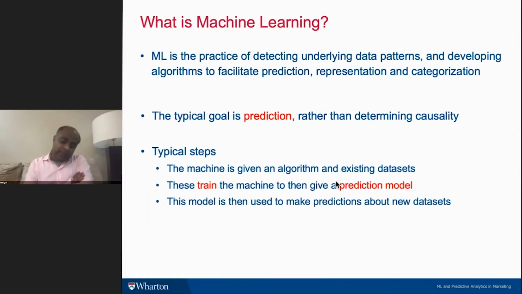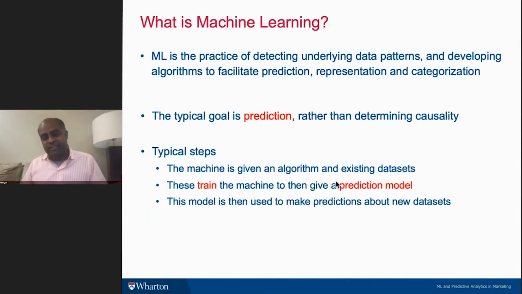So what are the typical steps? Typical steps are quite similar in spirit to any statistical model per se. The machine is given an algorithm, and you get some existing data sets. These are what are called the training data. Then you use this training data to come up with a model, and then the model is, quote unquote, tested using a test data set. Okay? So training and test are the typical terminology that is used.